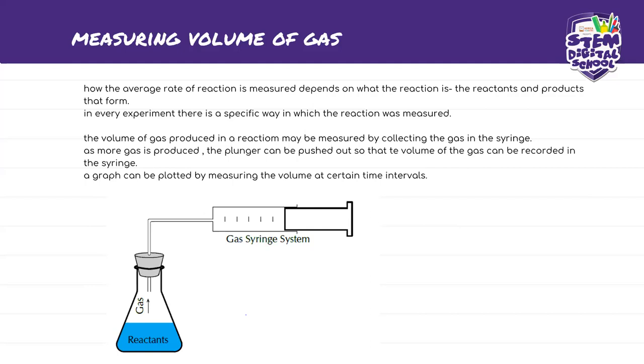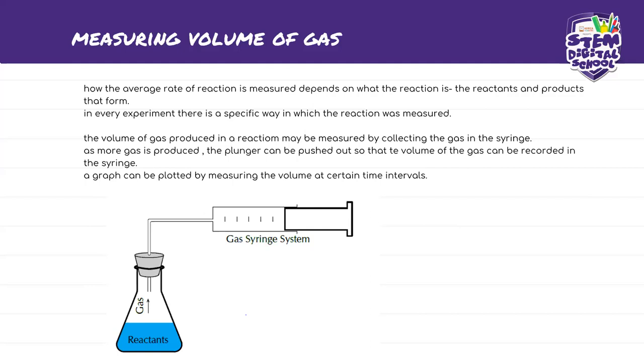So in this case, when we want to measure the volume of gas, it means that we are measuring the product. If we have an experiment whereby a product is formed as a gas, we need a certain way in which we're going to measure this gas. So the volume of gas produced in a reaction may be measured by collecting the gas in a syringe.